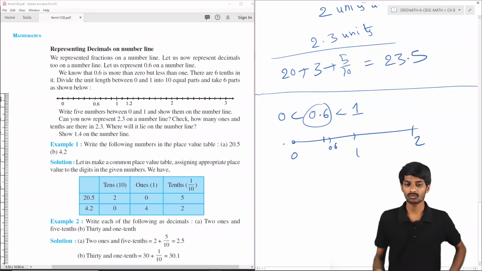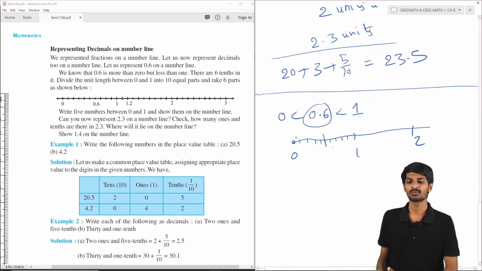Okay students, for that what we have to do is, first divide the space between 0 and 1 into 10 equal parts. 1, 2, 3, 4, 5, 6, 7, 8, 9, 10. And we know that 0.6 is 6 by 10, 6 parts out of 10. So 1 part, 2 part, 3 part, 4 part, 5 part, 6 part. So it is 0.6, students.